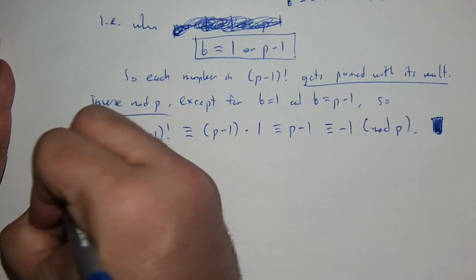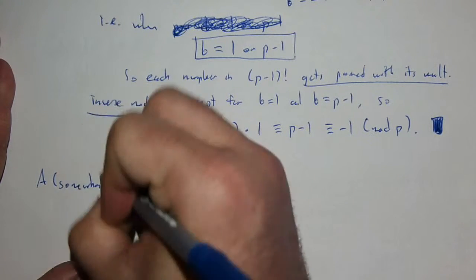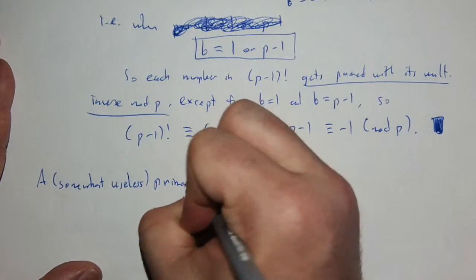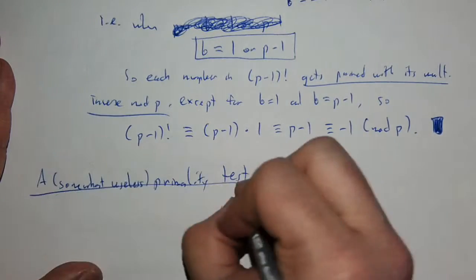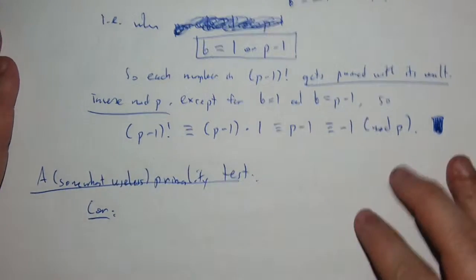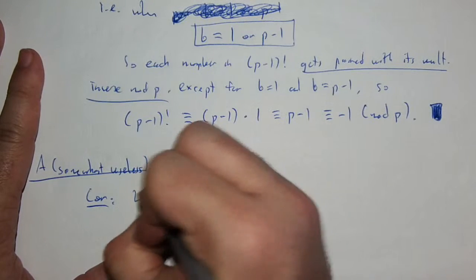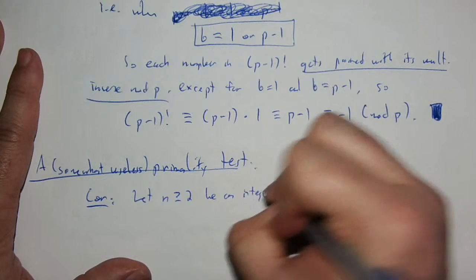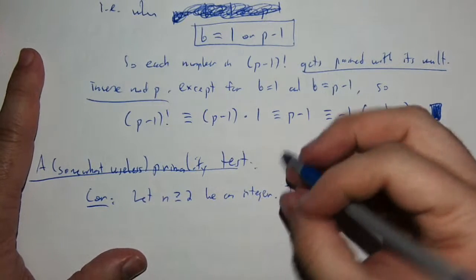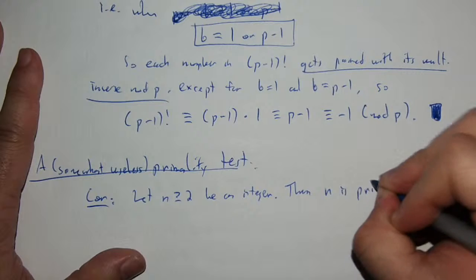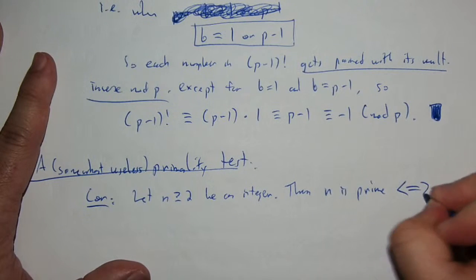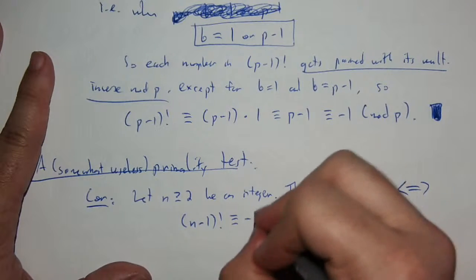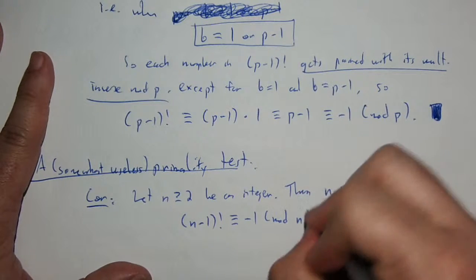So a somewhat useless primality test follows. This is a corollary of Wilson's theorem. Let n greater than or equal to 2 be an integer, then n is prime if and only if n minus 1 factorial is congruent to minus 1 mod n.